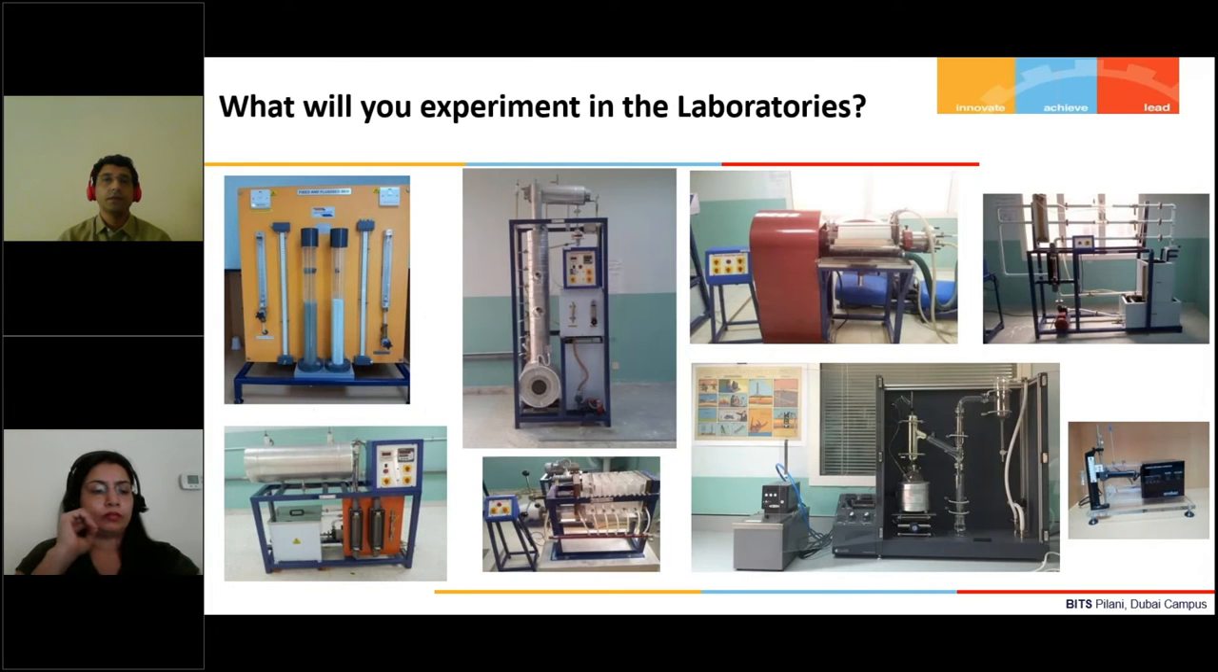Next, okay. So what will you experiment with in the laboratory? As a part of the curriculum, chemical engineers will do at least 40 experiments in the lab. Apart from this, several equipment and instruments are available for students to experiment with whatever they have studied in the classroom, to test and verify concepts. There are several pieces of equipment which resemble those you will see in the industry, for example a distillation column or a vacuum distillation. Next, please.